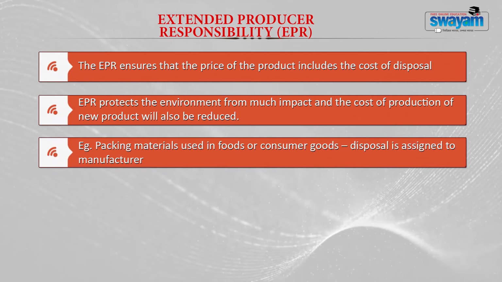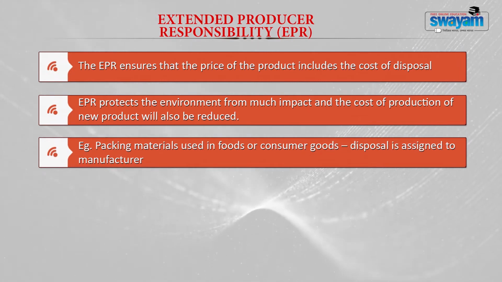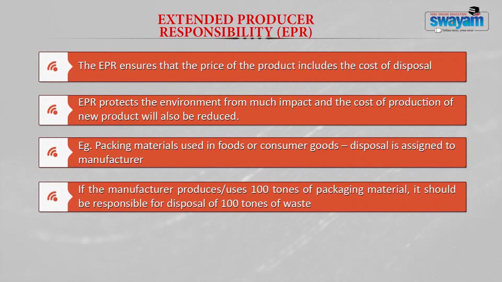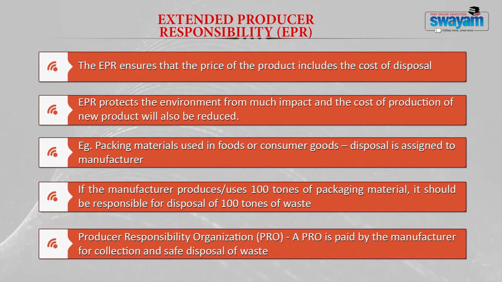Now, an example is the packaging material which is used in food or consumer goods should be disposed of by the manufacturer. If the manufacturer is producing 100 tons of packaging material, then he should be responsible for disposal of this 100 tons of waste. Another feature of this extended producer responsibility is the producer responsibility organization, termed as PRO. A producer responsibility organization is paid by the manufacturer for collection and safe disposal of waste.